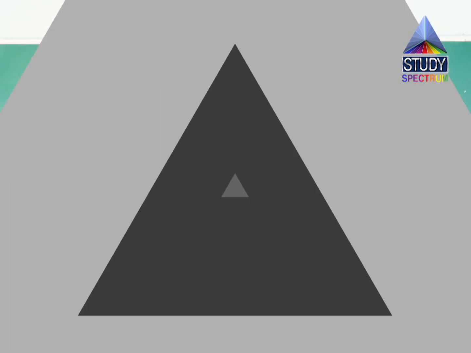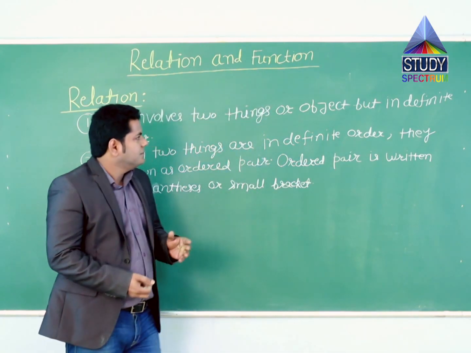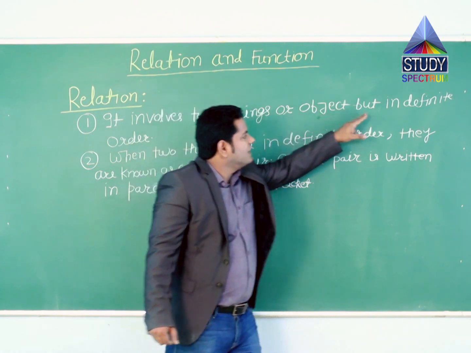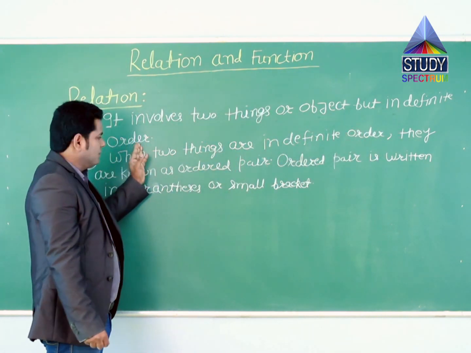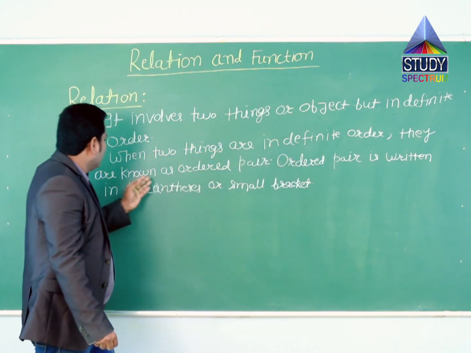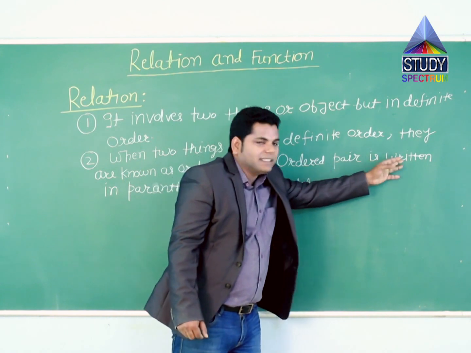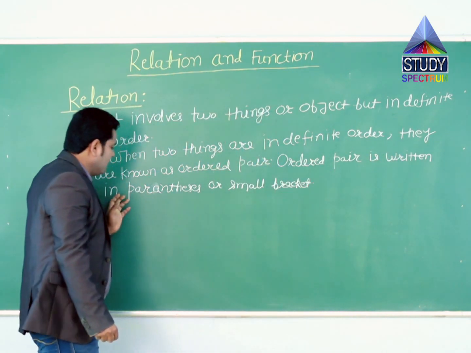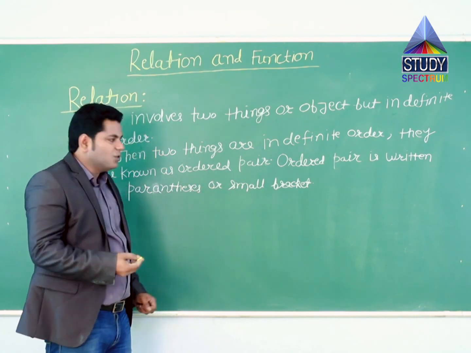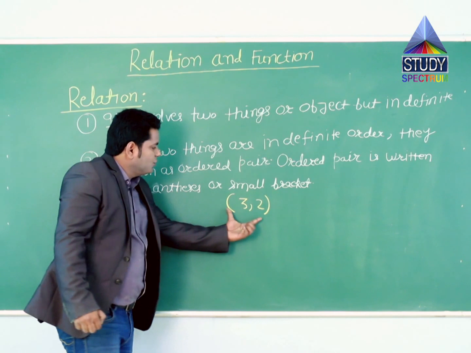Now let us summarize what we have talked about so far. It involves two things or objects but in a definite order. When two things are in a definite order, they are known as an ordered pair. An ordered pair is written or shown in parentheses or small brackets. So any ordered pair is shown by small brackets. Suppose you have 3, 2, then they are shown in small brackets.